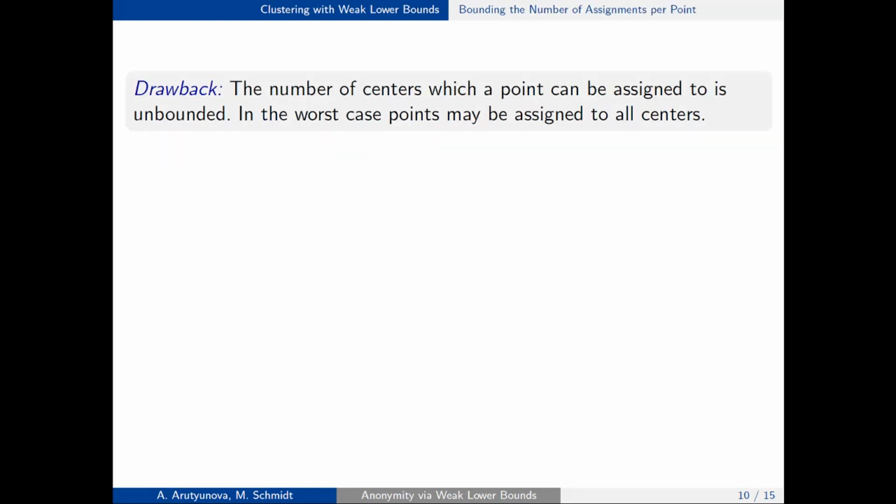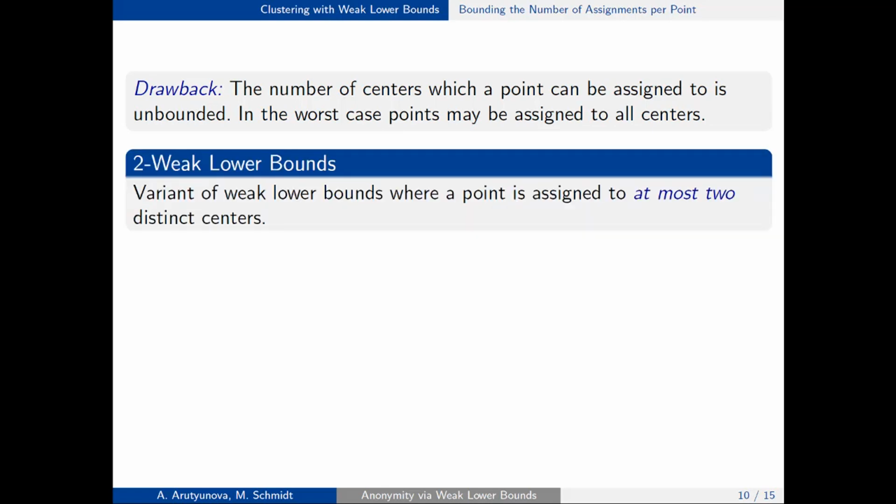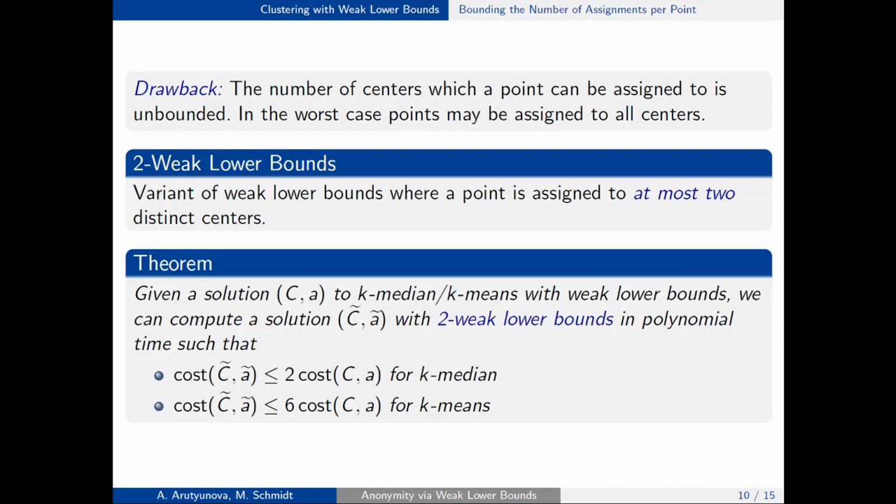The problem with weak lower bounds is that the number of centers which a point can be assigned to is unbounded. So in the worst case, a point can be assigned to all centers, and we want to prevent that by introducing 2 weak lower bounds. This is a variant of weak lower bounds where every point is allowed to be assigned to at most 2 centers.